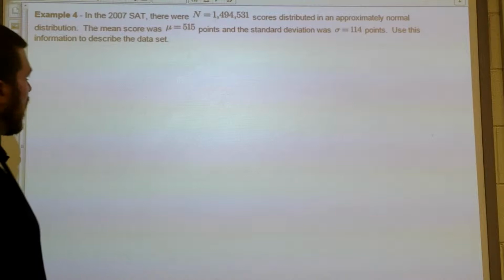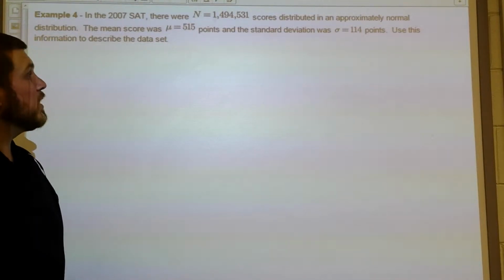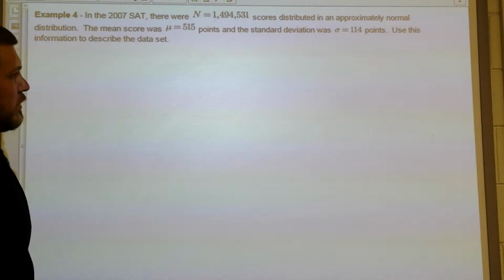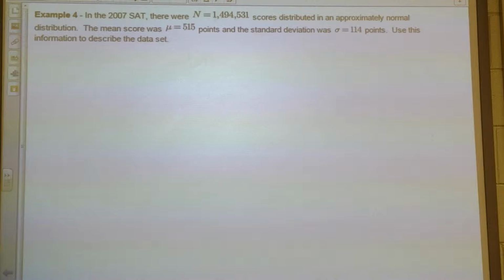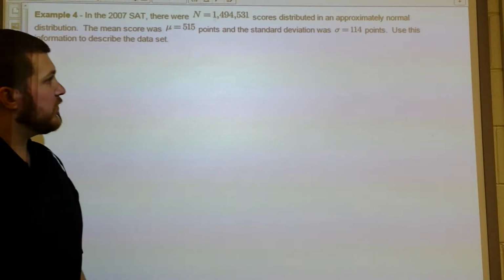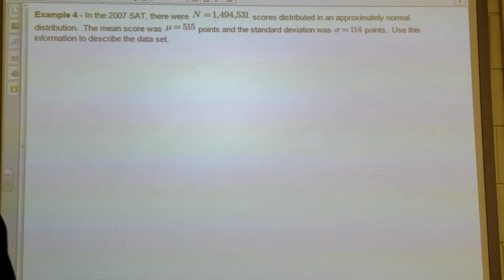Okay, let's do a few examples. In the 2007 SAT, there were 1,494,531 scores that were approximately normally distributed. The mean score was a 515, and the standard deviation was a 114. We want to use this to describe the data set.